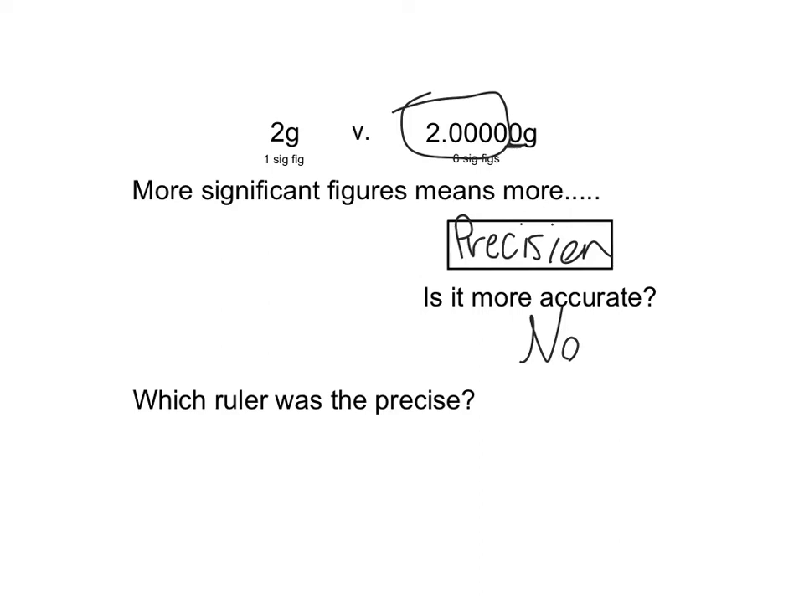Last throwback to the rulers. You had ruler A, ruler B, ruler C. The ruler that was the most precise was C. It was the ruler that gave you the most confidence in the measurement of that length.